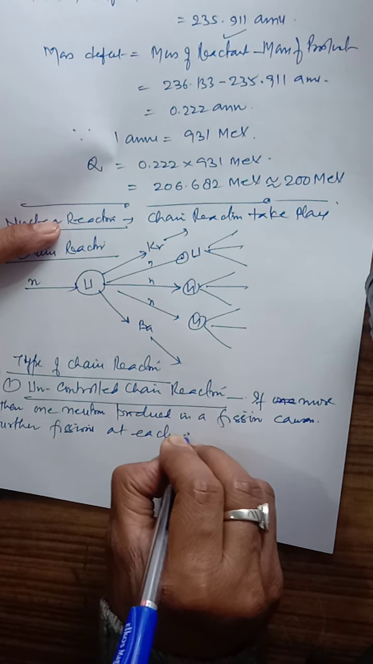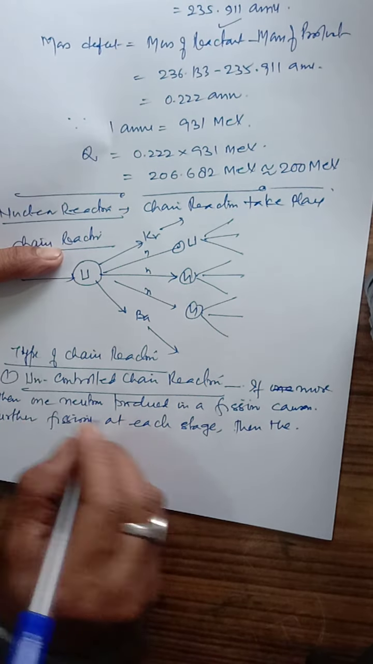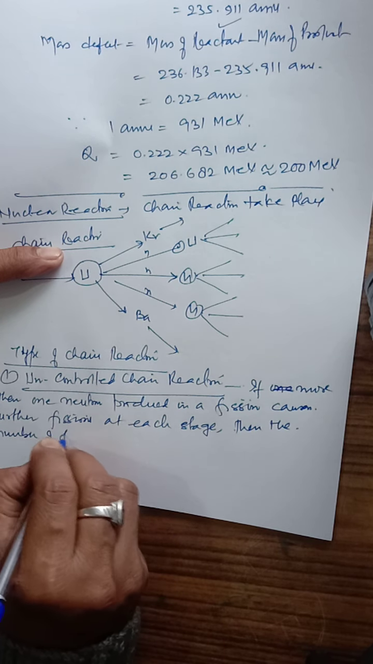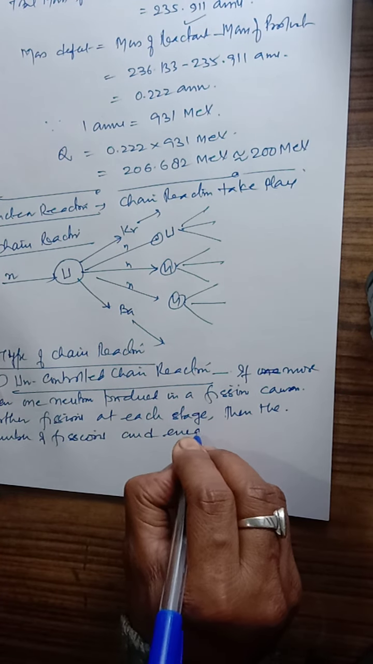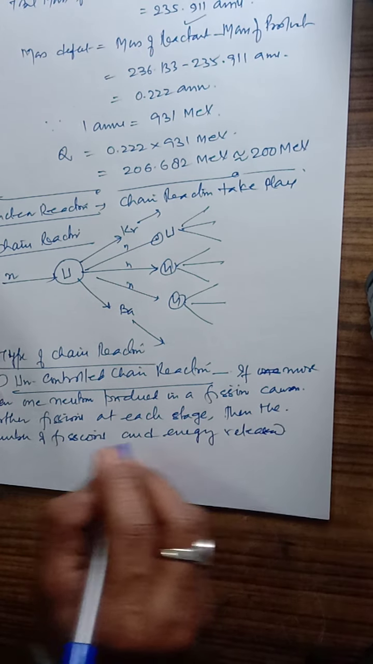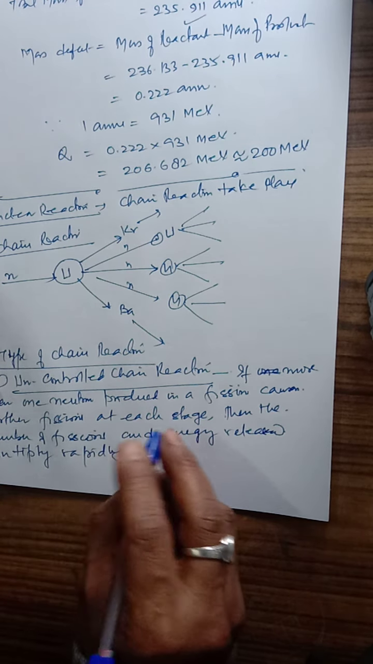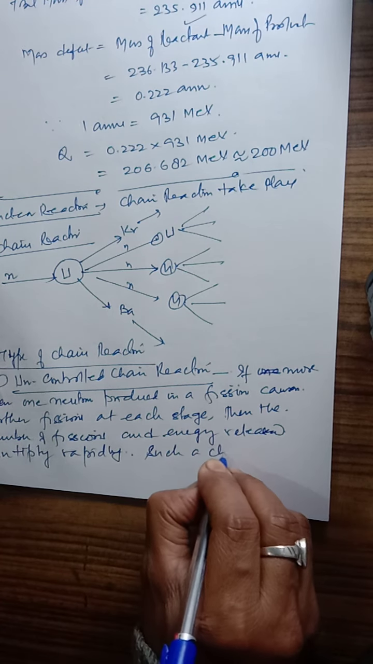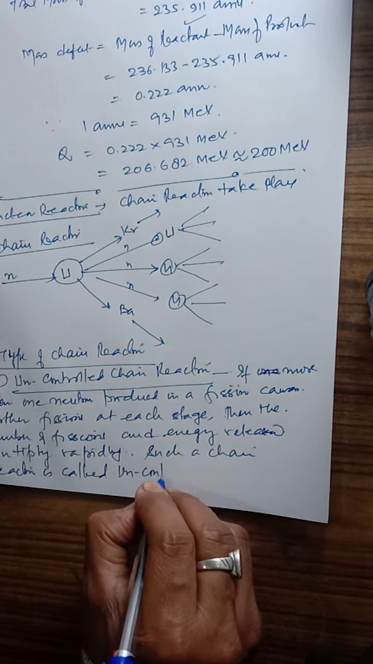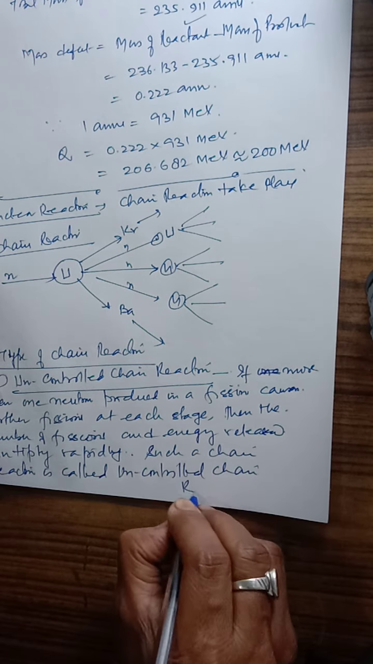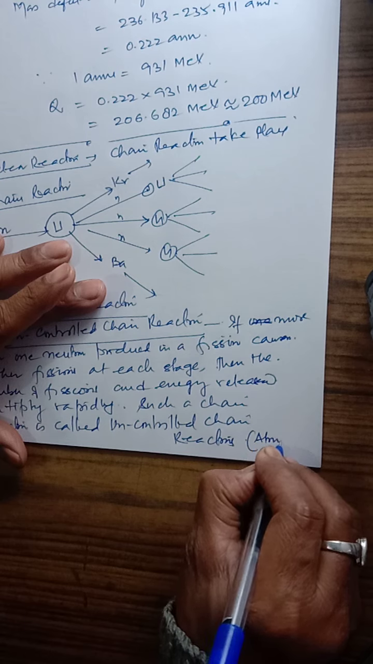then the number of fissions and energy released will be multiplied rapidly, and such a chain reaction is called an uncontrolled chain reaction. The best example of this one is the atom bomb.